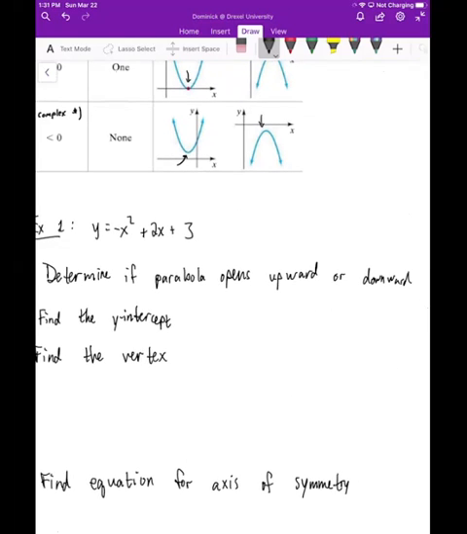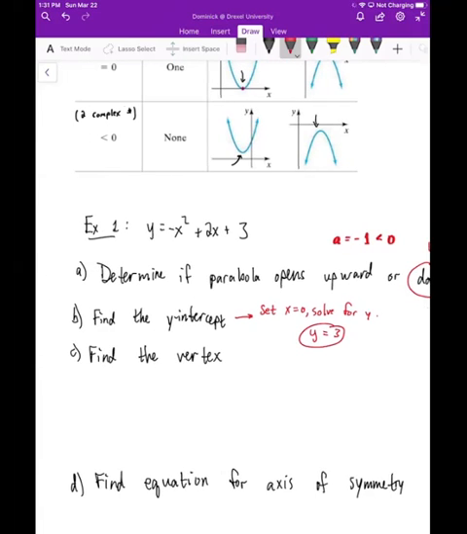So to determine if the parabola opens upward or downward, we need to look at our a term. Well, our a in this case is -1, and of course that's negative, so our parabola is going to open downward. It's going to look something like this. So we know that it's going to open downward. Now for the y-intercept, that's when you set x equal to 0 and you solve for y. So if we set x equal to 0, we get pretty quickly that y is equal to 3. So that's going to be our y-intercept.